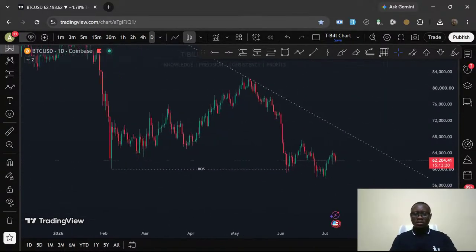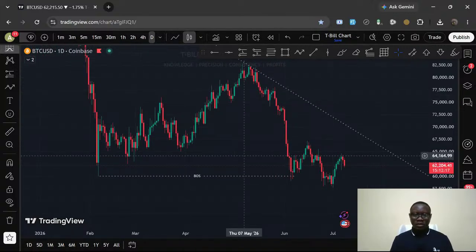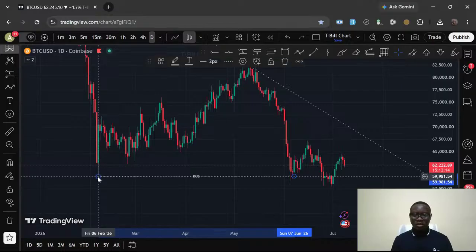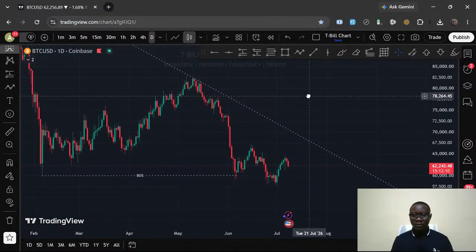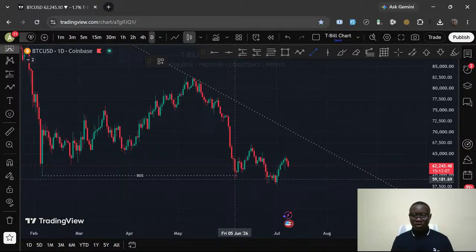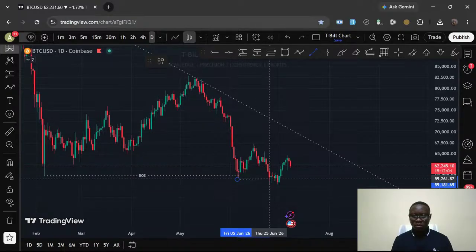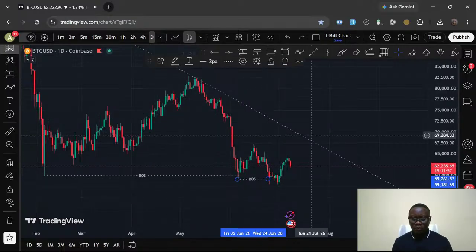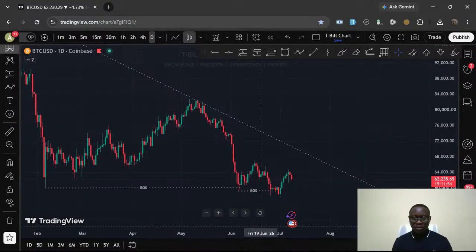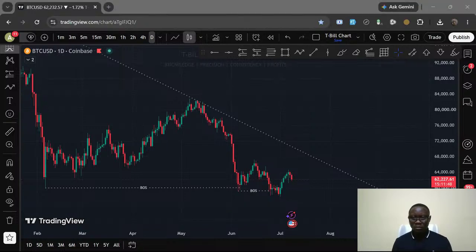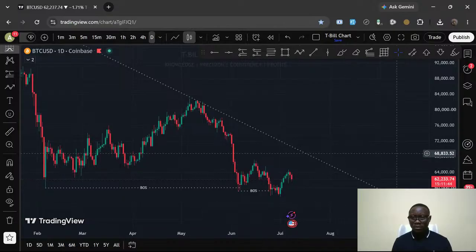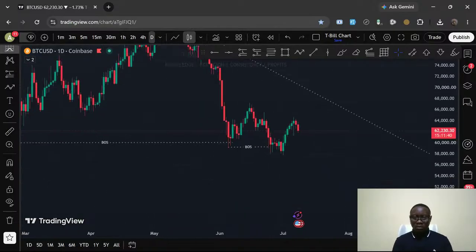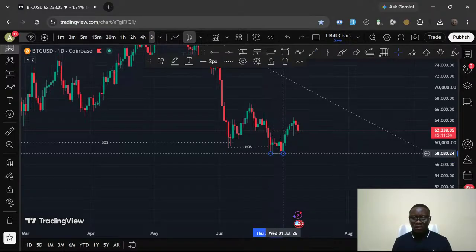Let's zoom in. All right, perfect. So we had this break of structure to the downside, and we got this break of structure as well, BOS, and now we got this, though it was rejected, so it's not significant.